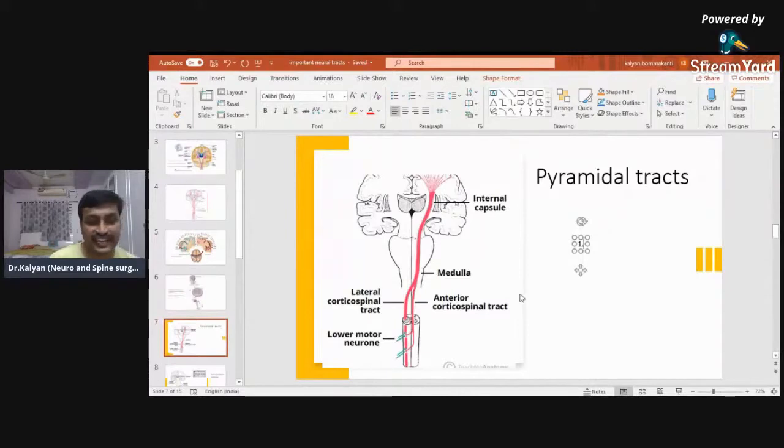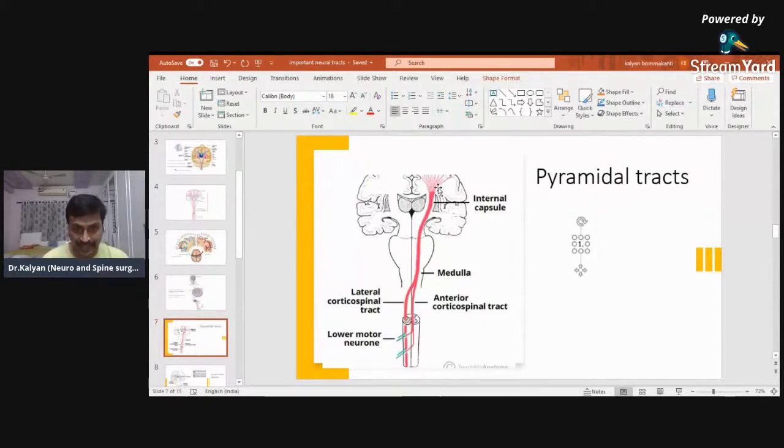You can just forget the anterior corticospinal tract. I don't want to touch it because I want to make everything clear and not complicated. So just forget the anterior corticospinal tract. If I say corticospinal tract, I mean the lateral corticospinal tract. So it arises from the motor cortex.